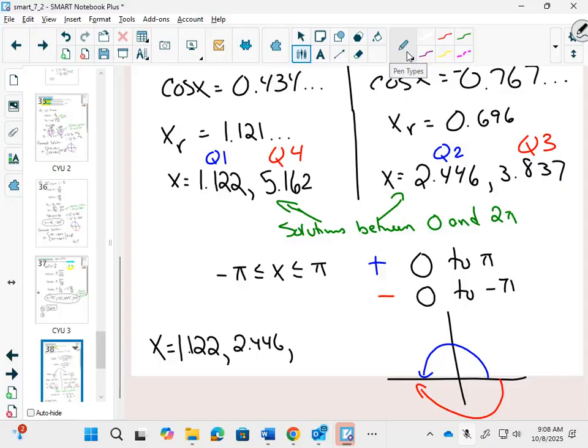I need to change the quadrant 4 one to a negative angle. If my reference angle is 1.122, this will be negative 1.122. And if I want to go to quadrant 3 in the negative direction, do you see that that's the same distance as quadrant 2, but in the negative direction? So I could just take my quadrant 2 answer and make it negative. Or I could take that quadrant 3, 3.837.